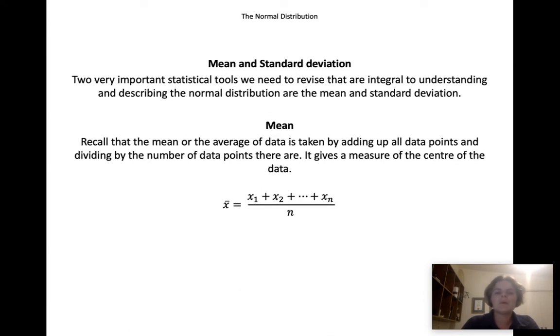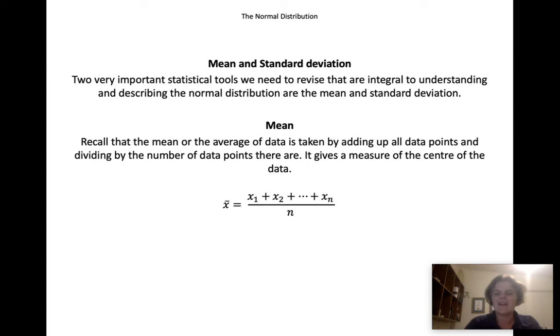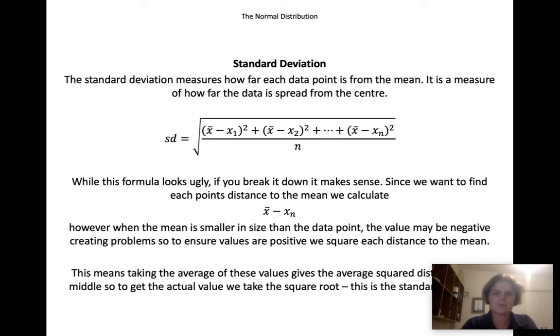Now we'll go towards how we build up this. So that's normal distribution. We'll go to the next step now. Something you've got to know is mean. Remember, mean is your average. It's when you add up all the data and then divide by how many data points there were. Then you've got standard deviation.